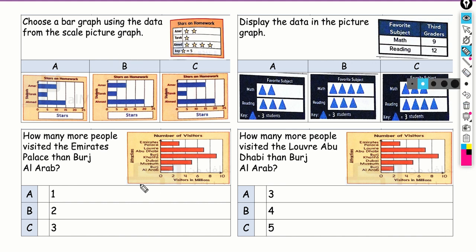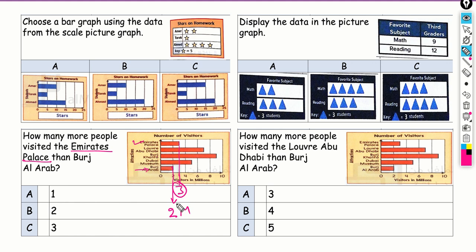And here again, next question: how many more people visited the Emirates Palace than Burj Al Arab? Number of visitors in millions, and that's the attraction point. So Emirates Palace, keywords, Emirates Palace, how many? This looks like 3 million visitors approximately. Burj Al Arab, where is it? Burj Al Arab is here.